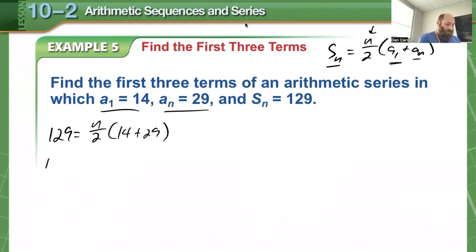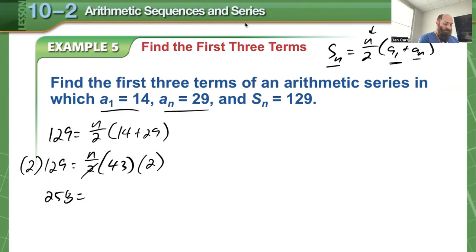29. So we can do n over 2 times 14, 14 plus 29 gives me 43. Then I don't want to deal with fractions, so I'm going to multiply both sides by 2 here. That'll get rid of that. So 129 times 2 is going to give me 258 equals 43n. And then divide both sides by 43.